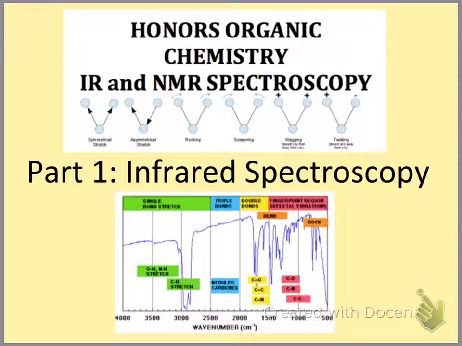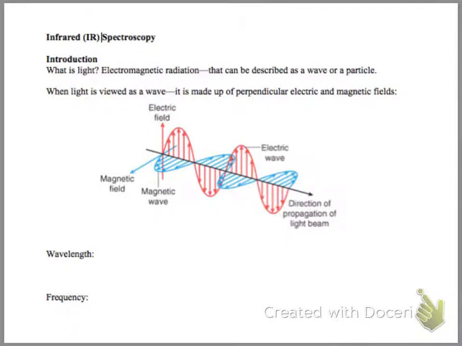This video is about IR, or infrared spectroscopy, which is one of the ways we can use light to analyze organic compounds, and specifically we use IR to look at functional groups. So just a little background, what is light?